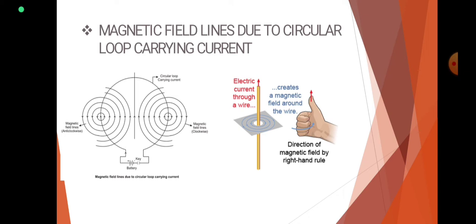And on the right hand side, a small demonstration is done of the right hand thumb rule: electric current through a straight current carrying wire, and the direction of the magnetic field is determined by the thumb and the remaining fingers respectively, which creates a magnetic field around the wire. The direction of the field by the right hand thumb rule can be determined as in the diagram on the right hand side.